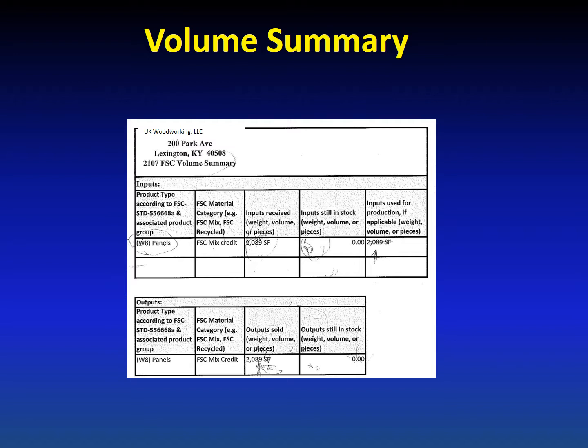You describe the outputs by product type. So whatever product type you're selling your products from, then you put that product type, and again, you can get that out of your written procedures, off your product group schedule. You have to list all the FSC claims for the products that were sold, as well as the total quantities for those. Okay, and then if you have any finished product that's still in inventory, then that's what goes in that final cell there, output still in stock.